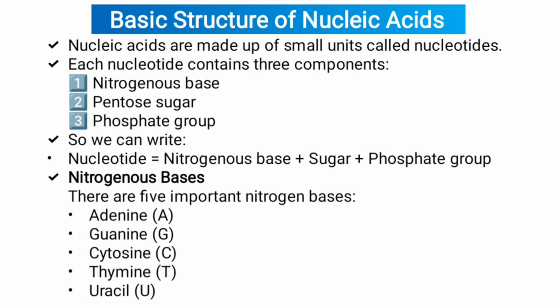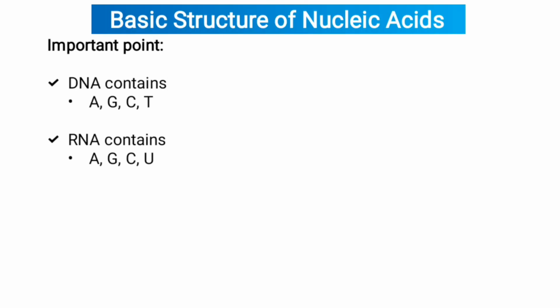Nitrogenous bases. There are five important nitrogenous bases: adenine, guanine, cytosine, thymine, and uracil. Important points: DNA contains adenine, guanine, cytosine, and thymine, while RNA contains adenine, guanine, cytosine, and uracil.